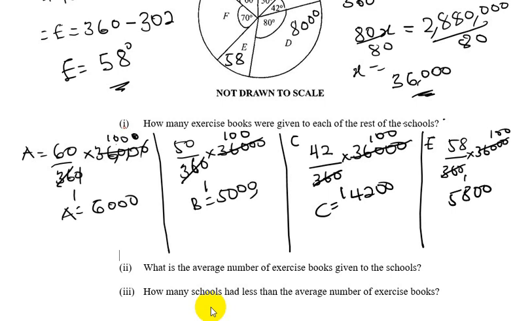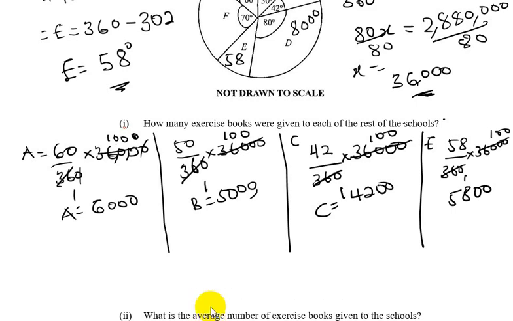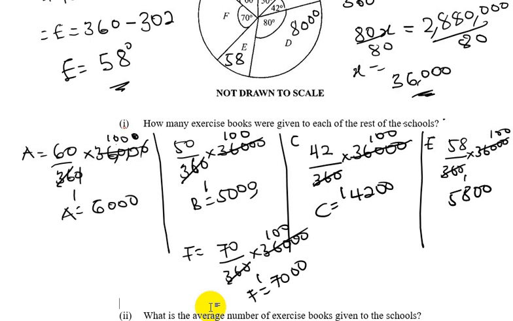And the last school is school F. Let me write it here. F. So school F is 70 on 360 times 36,000. 360 goes here 1, it goes here 100, and that is 7,000 for school F. So these are the number of books that each school had. Okay, so that is for the I. Now, for the rest of the school, A has 6,000, school B has 5,000, school C has 4,200, school E had 5,800, and school F had 7,000.